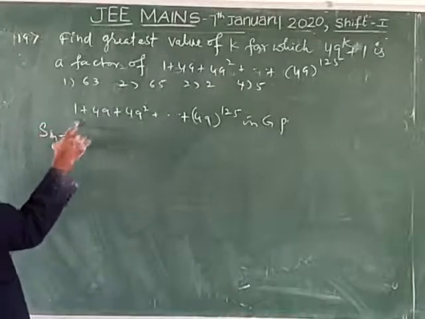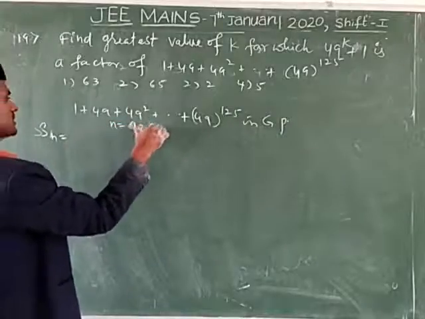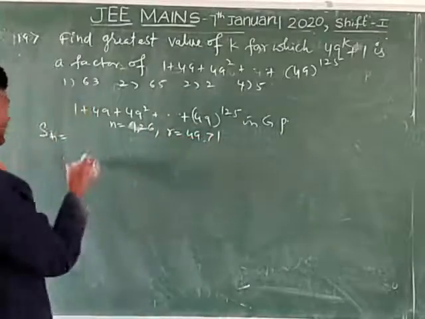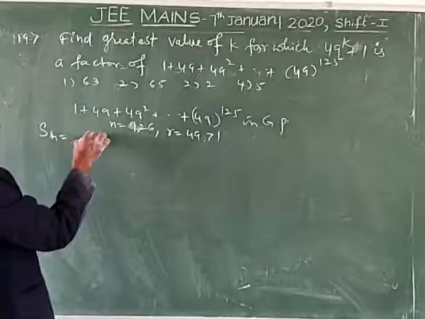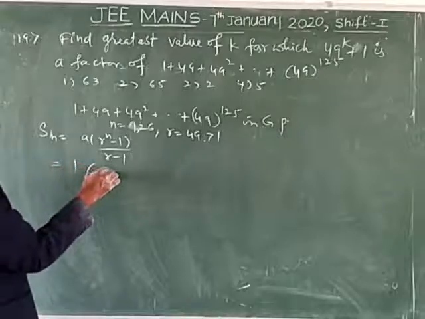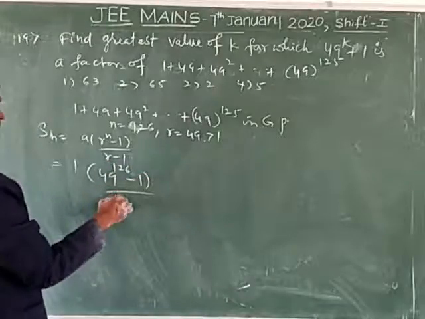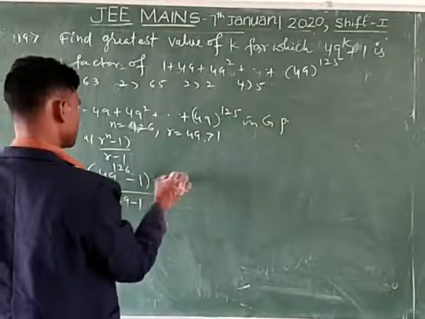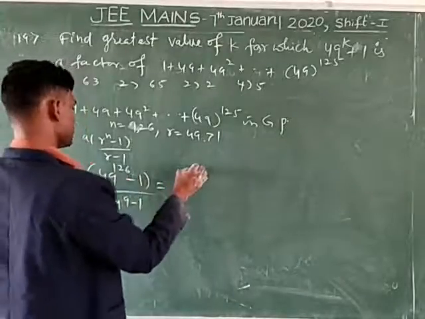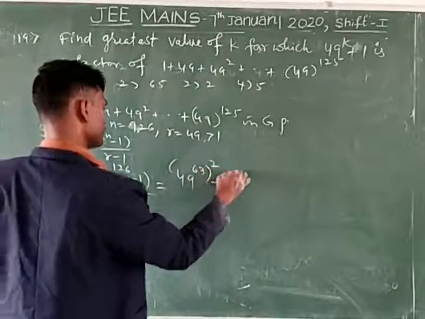Sn means S of 126 terms, so n is equal to 126. Next here r is equal to 49, and r is greater than 1, so Sn is equal to a into (r to the n minus 1) by (r minus 1). Now a is equal to 1 and r is equal to 49, so (49 power 126 minus 1) by (49 minus 1). Now write the 126 as 63 times 2, so we can write (49 power 63) whole square minus 1 square.